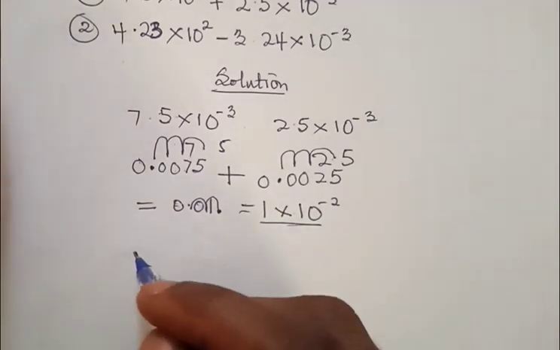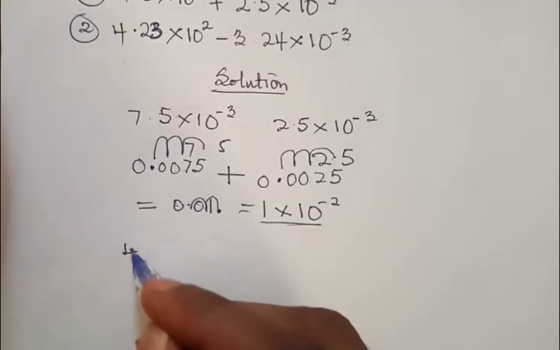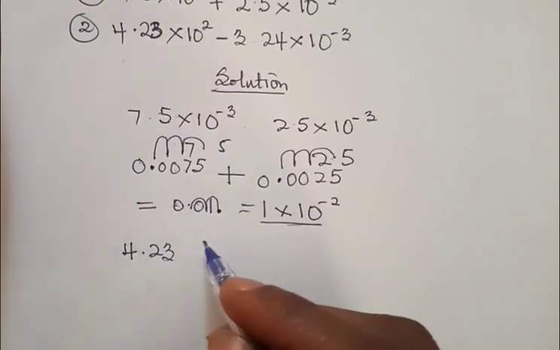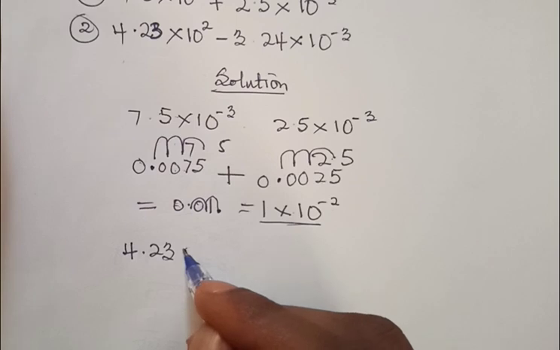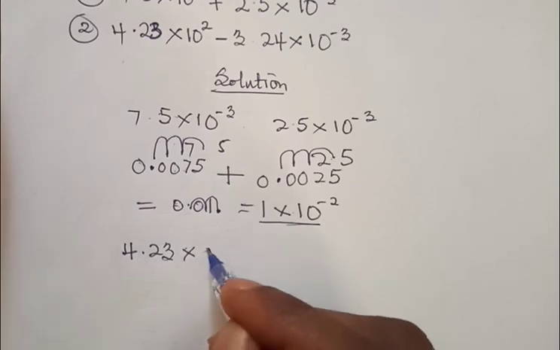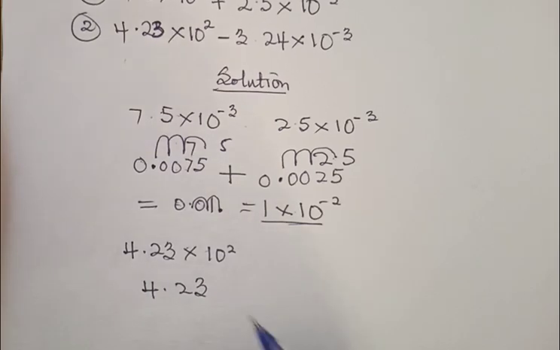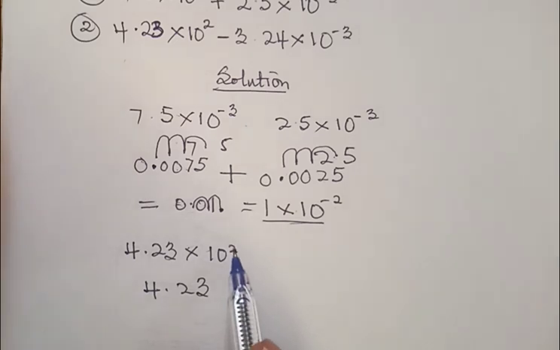So we apply the same. Now let's write 4.23 times 10 exponent 2. So let's change it. Okay, let's change it to real numbers. Now this time we have 4.23. So you ask yourself, do we have a positive or negative?